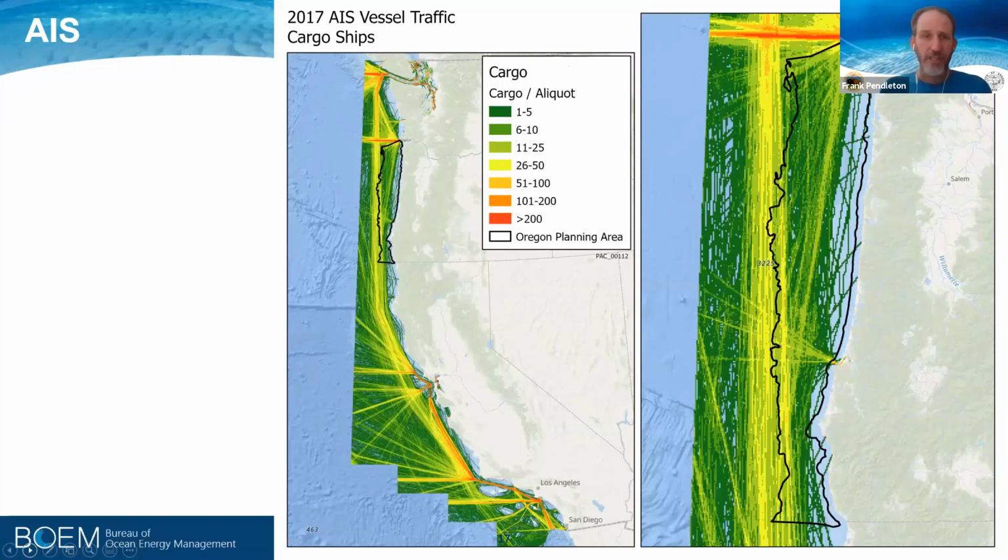So this gets us the cargo ships, and we can see they're staying right on that edge, right around our 1,300 meter depth. That just gives you an idea where they fit. And obviously a lot of them are coming in and going out of the Columbia River.